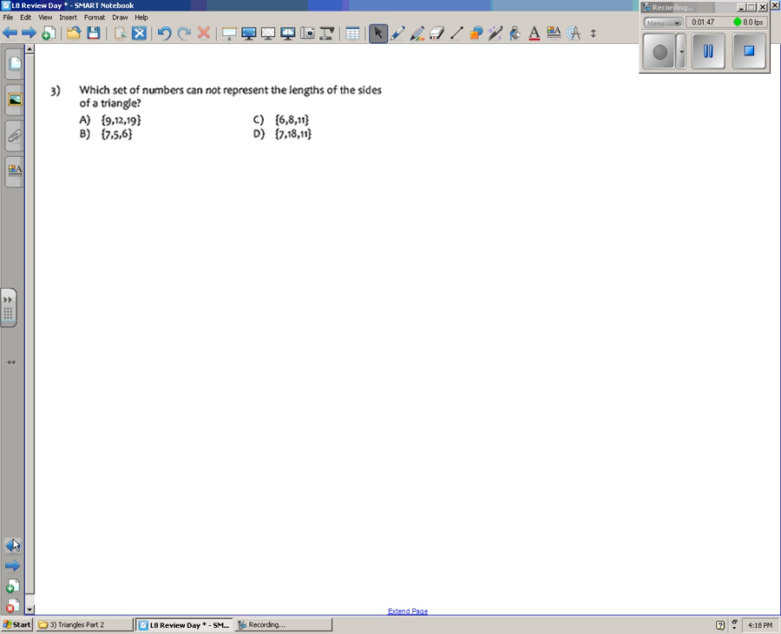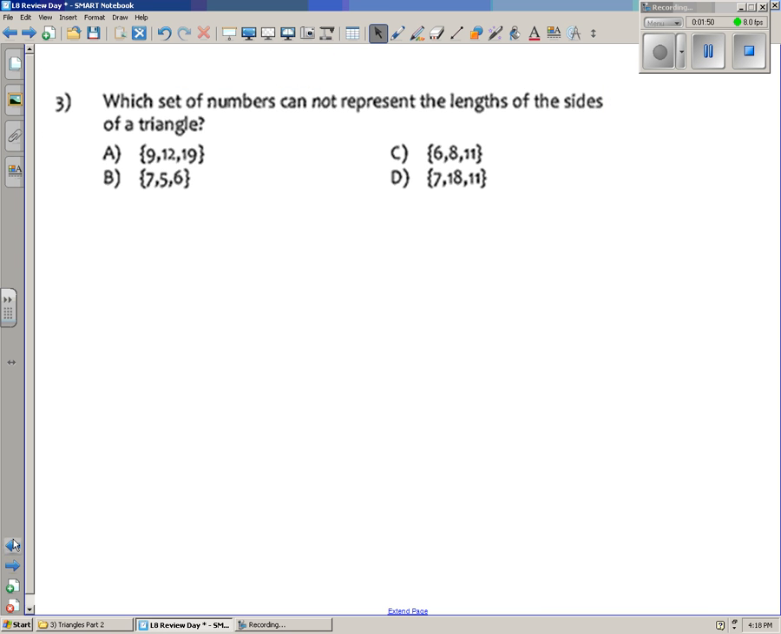In number 3, it says, which sets of numbers cannot represent the sides of a triangle? So now we're looking for which choice doesn't work. Choice A, biggest mistake is not to list in order. These are already listed in order. 9 plus 12 is 21. That's bigger than 19. That works. We want the one that doesn't work.